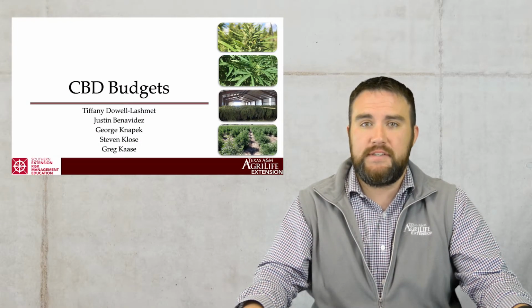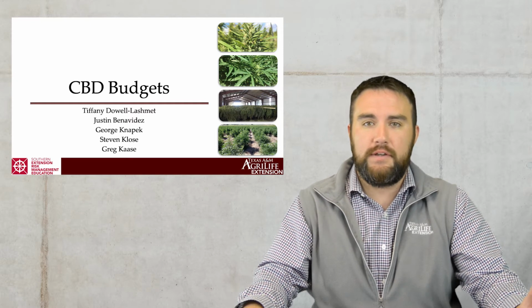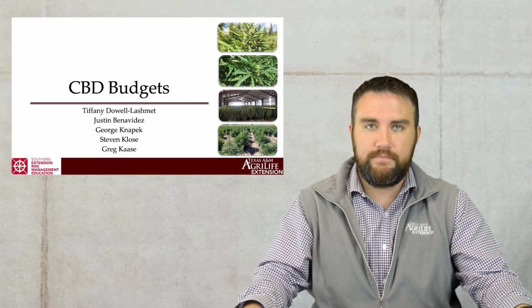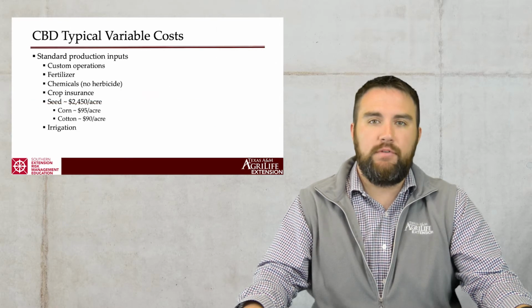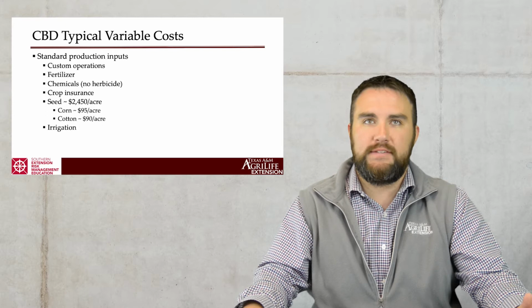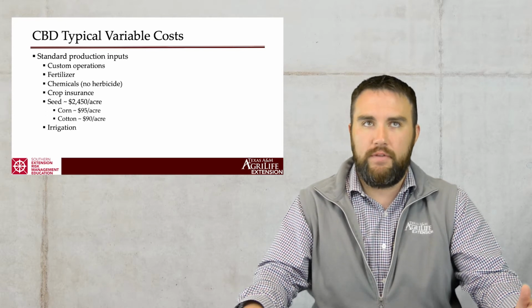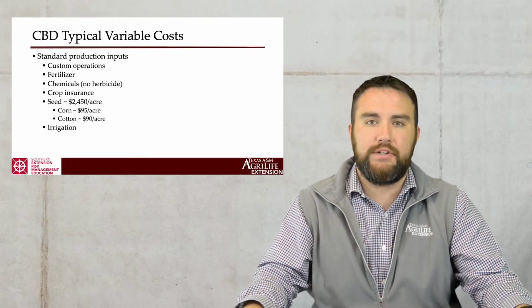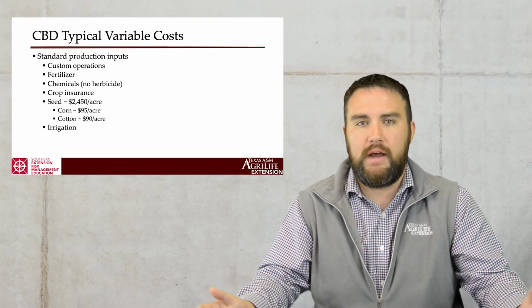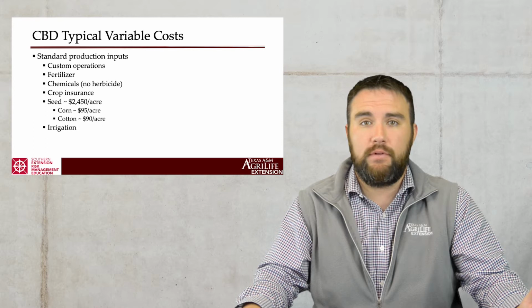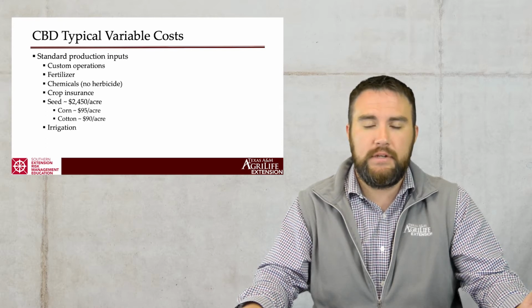Today we're going to talk about CBD budgets and how to weigh the costs that go into CBD production. So first we want to talk about our CBD typical variable costs. What I mean when I say typical variable costs are the costs that change based on the amount of production that are normal in a budget that we would find. So normal in a corn budget, normal in a cotton budget, and normal across the board in a hemp budget.